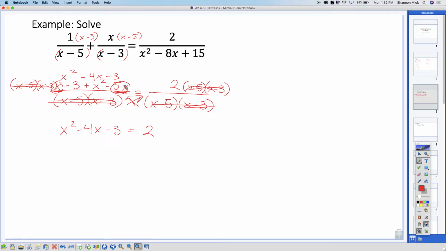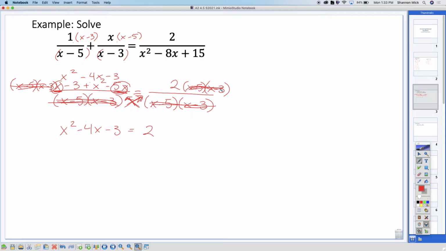I had to combine. So I have x squared minus 4x minus 4. Oh, but then what did you do to the denominator on the other one up top? I multiplied both sides by each other, and they're the same, so they're reduced.